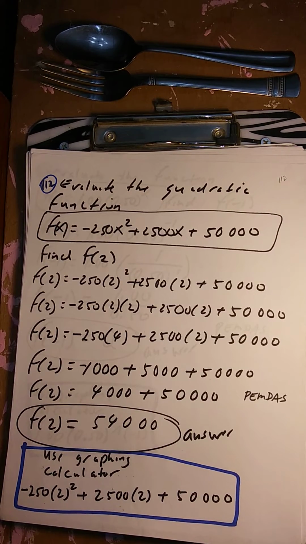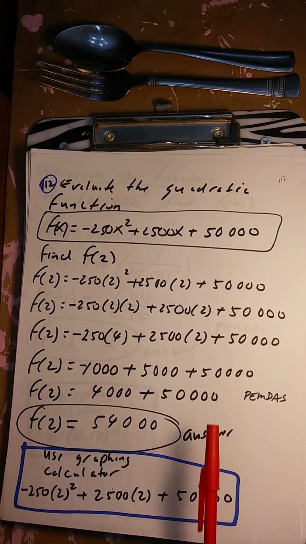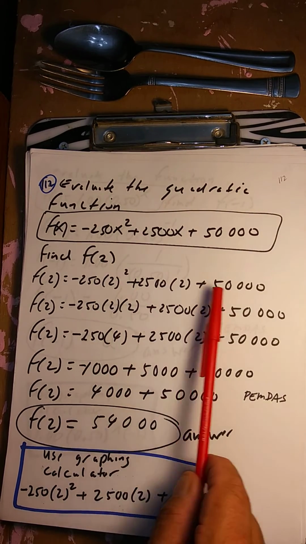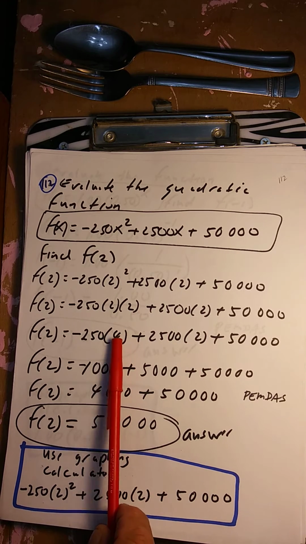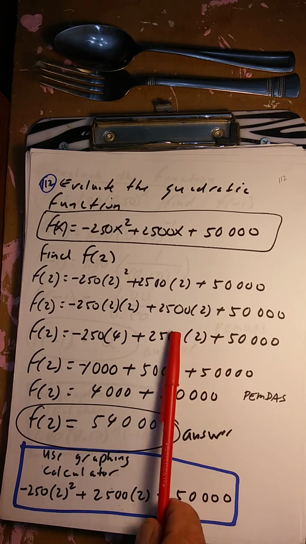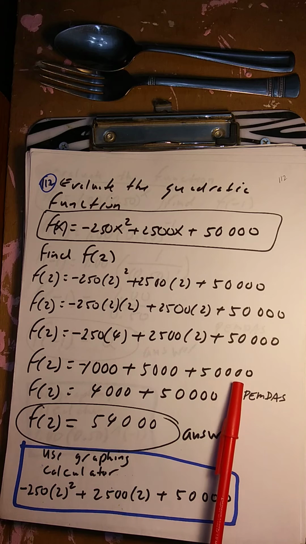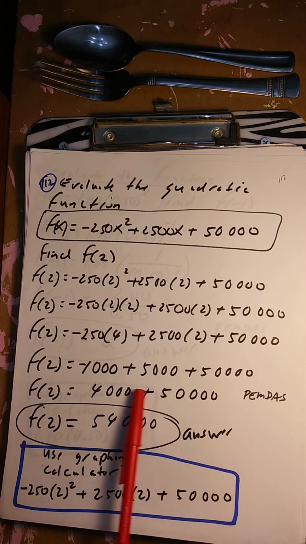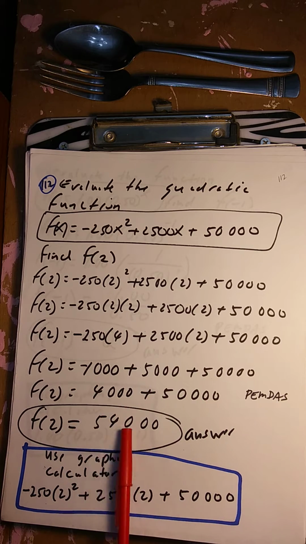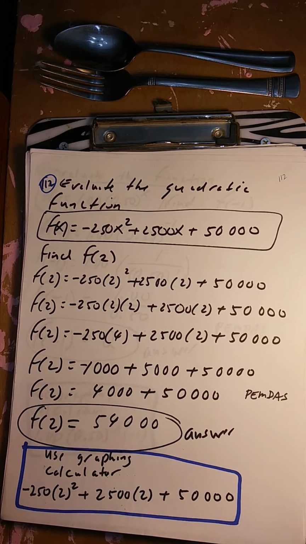Evaluate the quadratic function. Ooh, big numbers. That's okay. We can use a calculator if you want. Put a 2 in there. So 2 squared is 2 times 2. And 2 here. 2 times 2 is 4. 4 times that is 8,000. That times that is 5,000 plus 50,000. So that's going to give you 4,000 plus 50,000. Together is 54,000. Or use the calculator, of course.